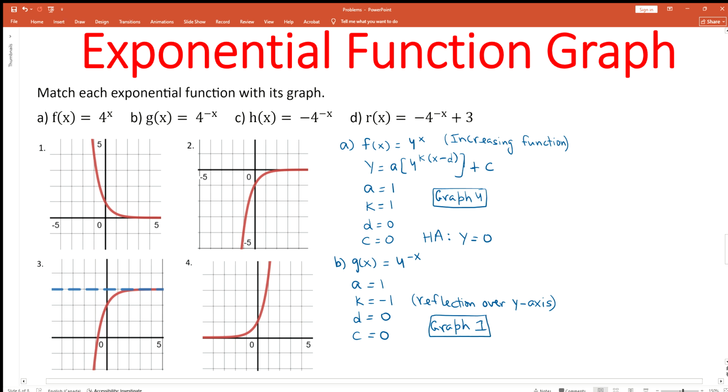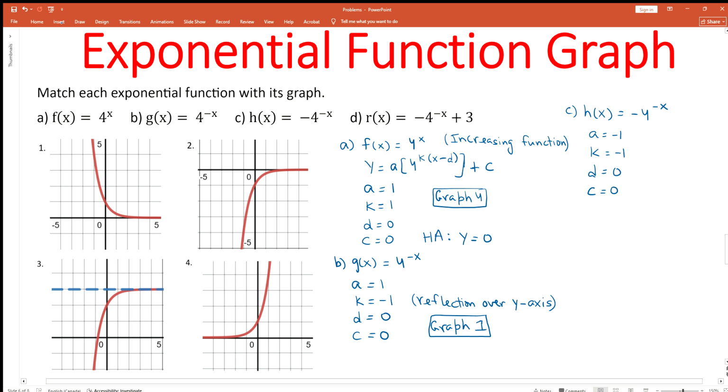Now we can analyze the function in part C, h(x) equals minus 4 to the power negative x. This function has base 4. If we compare this function equation with the general transformed equation, we can see that a is equal to negative 1, k is equal to negative 1, d is equal to 0, and c is equal to 0.